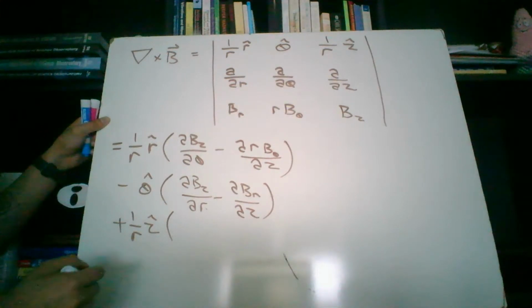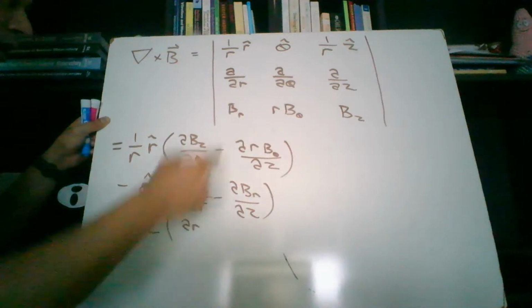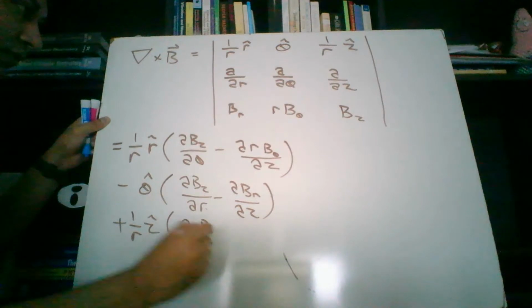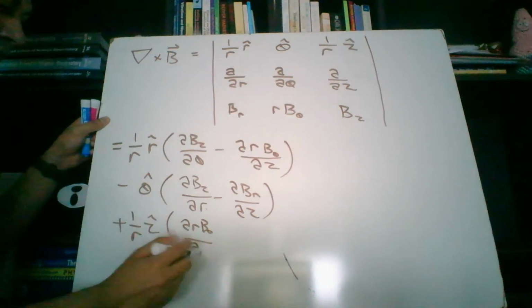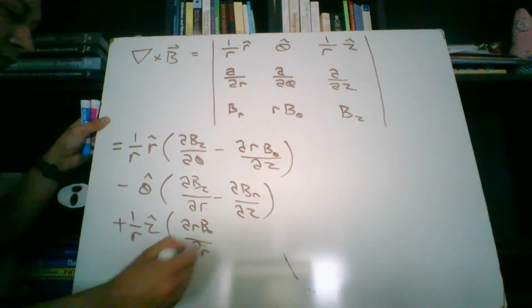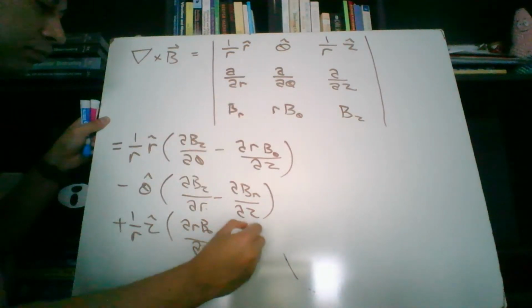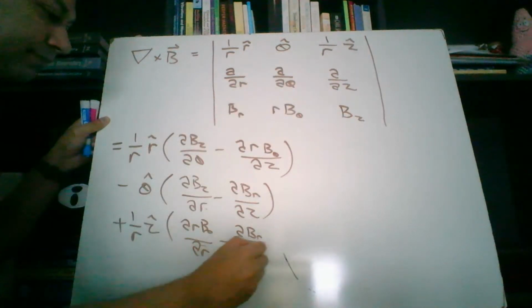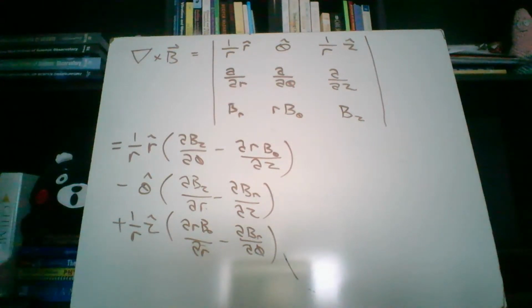And that's going to equal this, d(r B_theta) divided by dr, minus this term right here, which is dBr divided by d theta. And that is the equation in cylindrical coordinates.